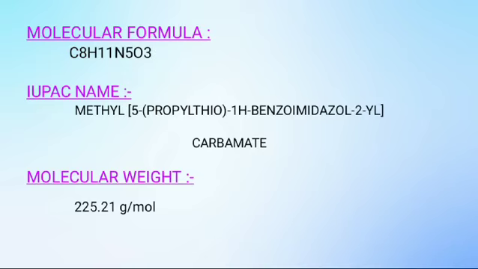Molecular formula of acyclovir is C8H11N5O3. IUPAC name of acyclovir is methyl [5-(propylthio)-1H-benzimidazol-2-yl] carbamate. Molecular weight is 225.21 grams per mole.